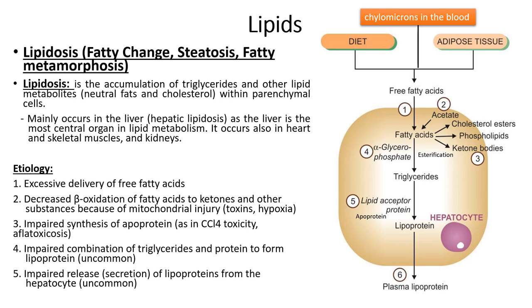So it's very important to understand every single term you're studying, because maybe from the definition you can tell the story behind it. So let me get to the definition. Lipidosis is accumulation of triglycerides and other lipid metabolites within the parenchymatous cells. It's very important to understand that the accumulation of fat occurs inside the cell. It's intracellular in the parenchymal cells of the body.